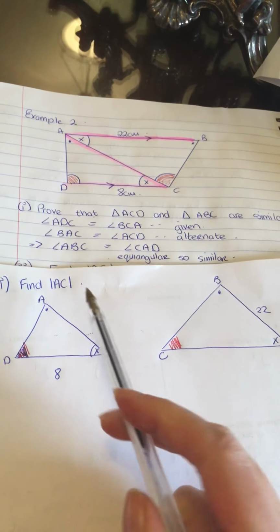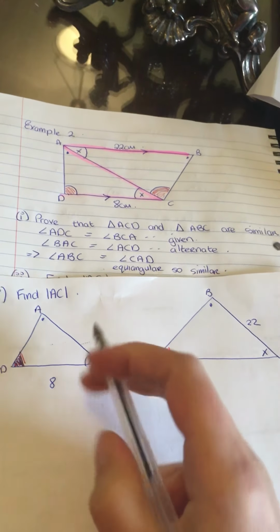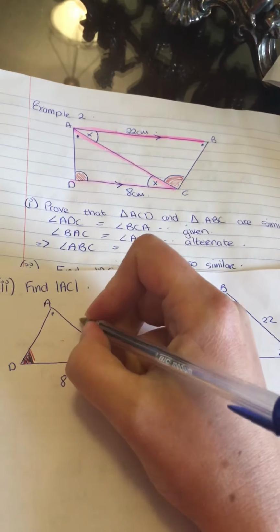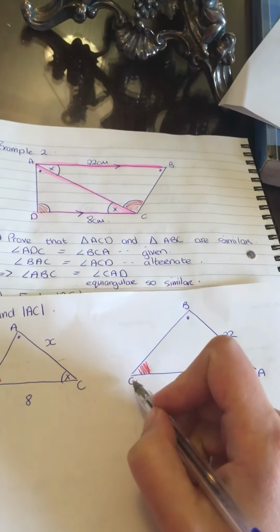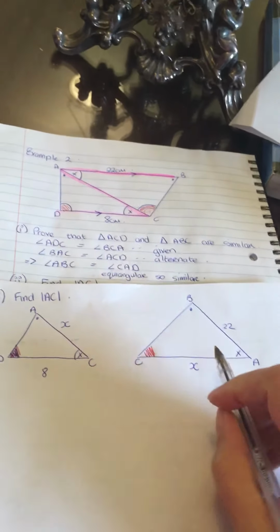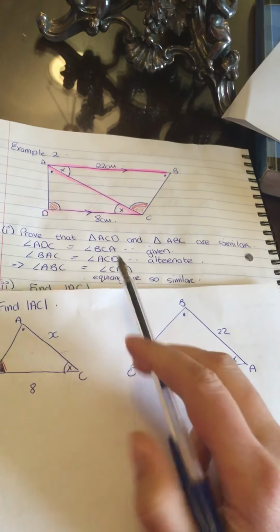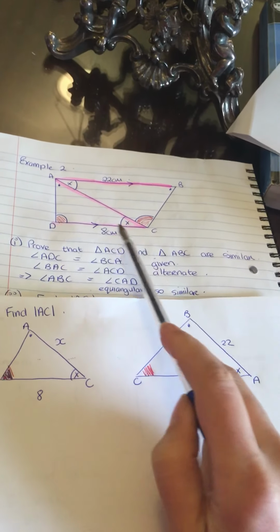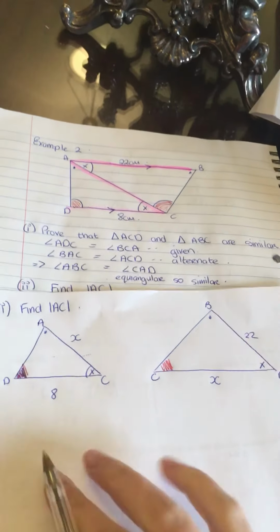Okay, now they've asked to find the length of AC. So AC is here. I'm going to call it X, the letter X. But AC is also on this one. Even though it doesn't look the same length on mine because I haven't drawn them to scale, they are supposed to be the same length, AC here and AC here, because they both share that common side. So I'm going to call them both X.